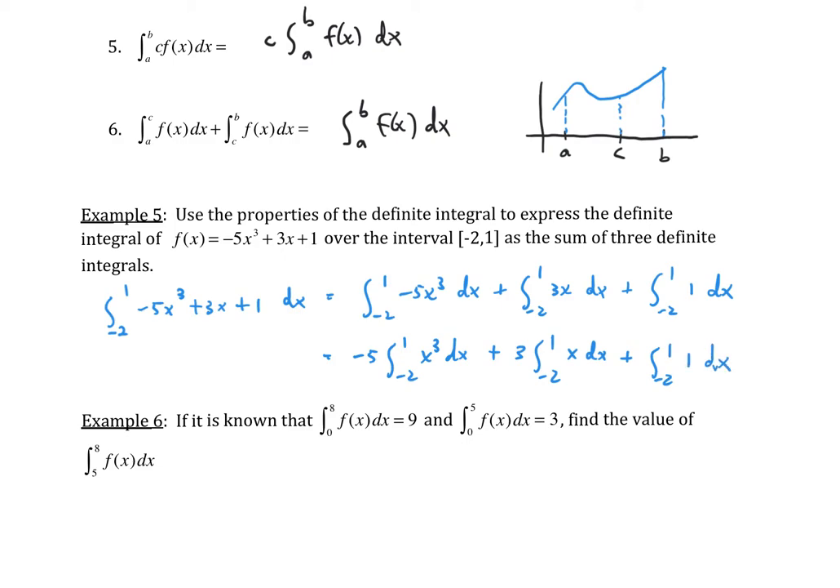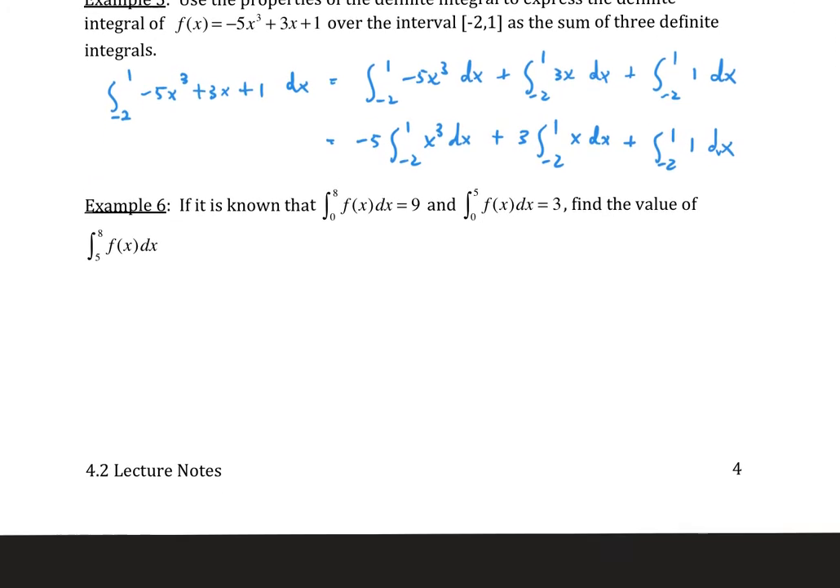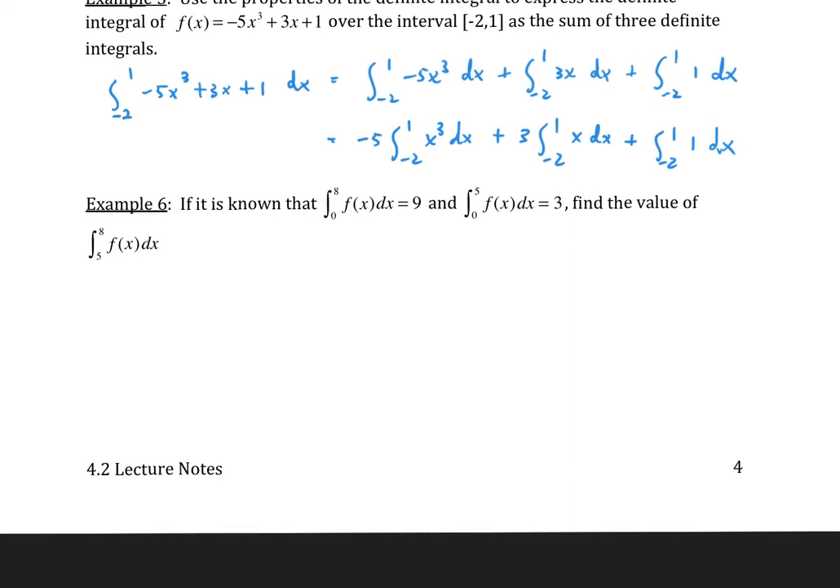All right. Why don't we also look at example 6? So when we look at example 6, they give us a couple of things that we know. We know that the integral from 0 to 8 of f of x dx is equal to 9, right? And we also know that the integral from 0 to 5 f of x dx is equal to 3. And they want us to find the value of the integral that goes from 5 to 8.